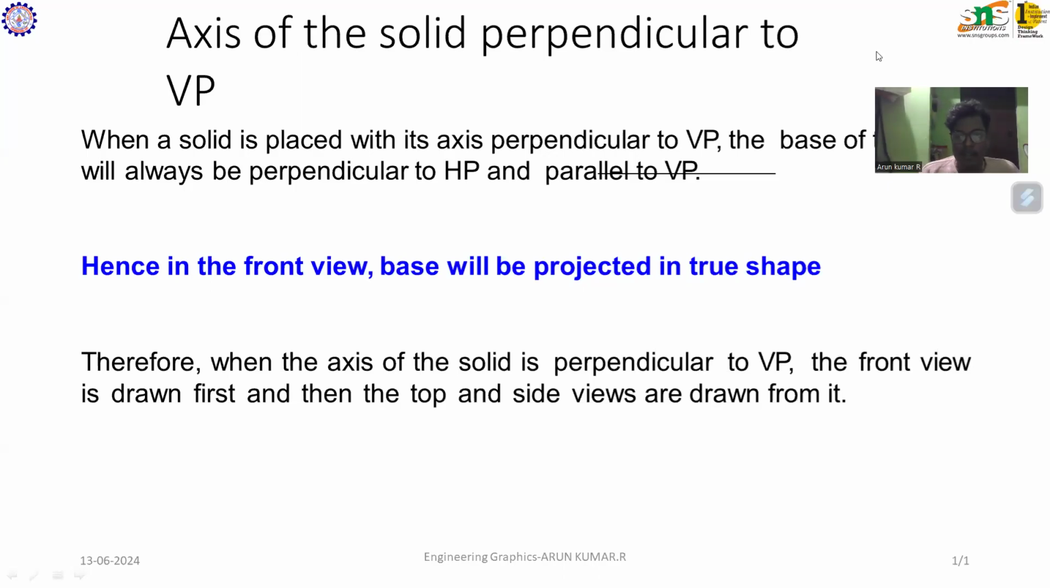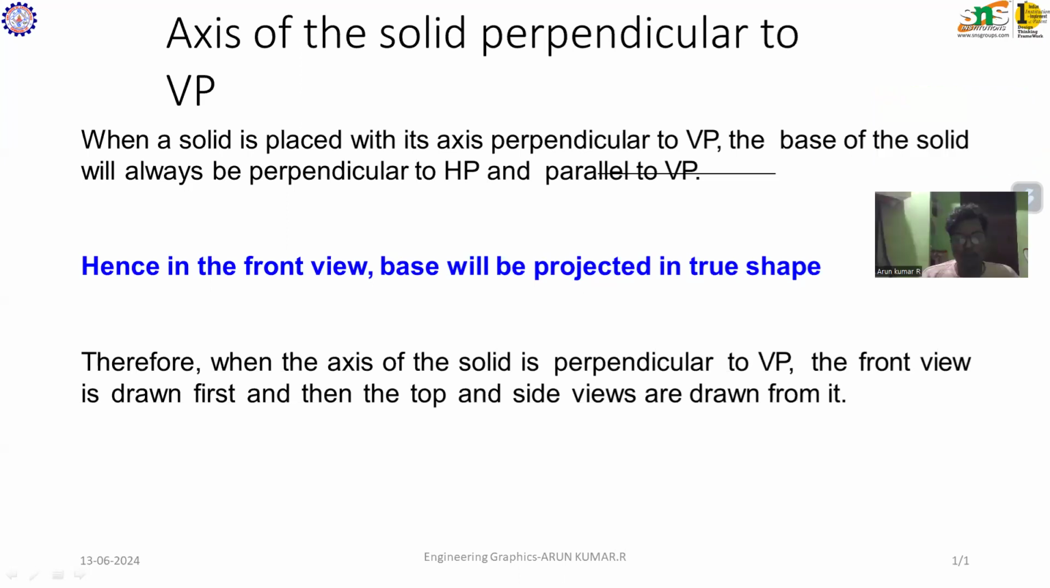Good morning. In this lecture series, we will look at different positions of the object. Last class we discussed the conditions under which a solid can be placed: a base edge parallel to VP, a base edge parallel to HP or VP, inclined to HP or VP. These are the cases we discussed in the last class.